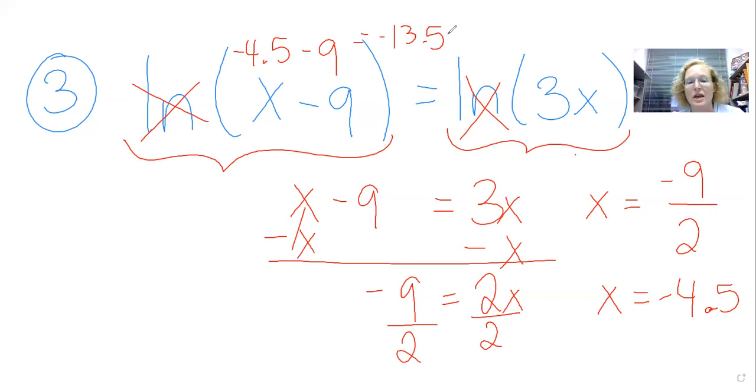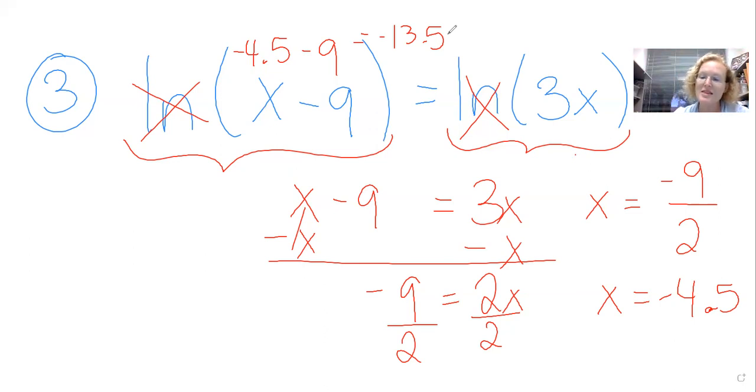If you don't believe me, let me come over here. Let me grab my calculator again. I'm just going to plug it in for you and show you what happens. The natural log of negative 13.5. So you see, I've got it in my calculator there, natural log negative 13.5, enter, and you'll notice it tells me error, non-real answer.